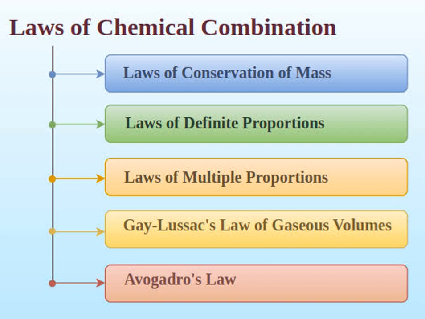So that takes us to the next one, which is the law of reciprocal proportion. The law of reciprocal proportion was actually coined by Benjamin Richter Jeremias in 1792. And this law states that when element A combines with 2 or more other elements, say B and C, then the several masses of B and C, which combine with a fixed mass of A, are in the same or multiple ratio of B and C, which combine with each other without A.